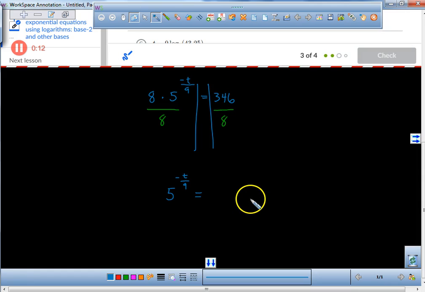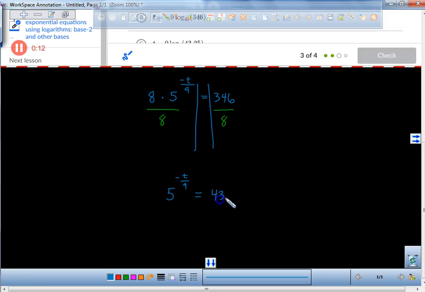Well, what's 346 divided by 8? What is it? 43.25? All right, 43.25. We don't have to leave it like that, but we're just going to leave it like that. Now, once you get it to 43.25, I need you to understand, if this is the base, in order to get rid of that base, what you have to do to both sides is apply the log of that base to both sides.